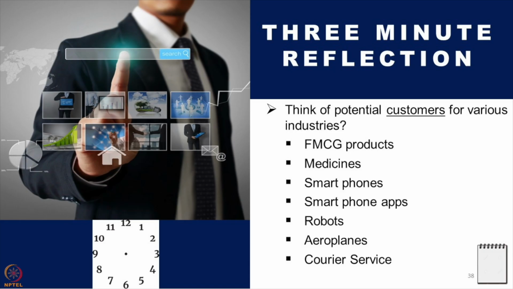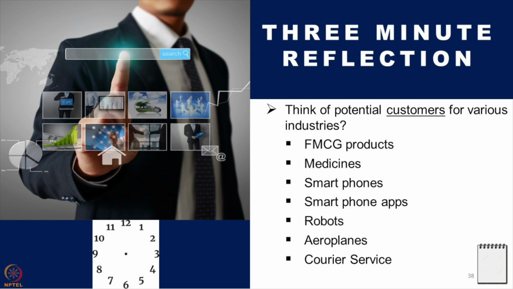So again, now let's reflect. And I would encourage you for the next 3 minutes to think of potential customers for some of these industries. FMCG products, which will probably be a B2C business, but also some B2B because some of the FMCG manufacturers will be selling to a D-Mart or a Star Bazaar. So FMCG companies will have B2C and some B2B. Medicines can be B2C, but also B2B when they sell to hospitals. Smartphones, mostly B2C. Smartphone apps, almost always B2C.